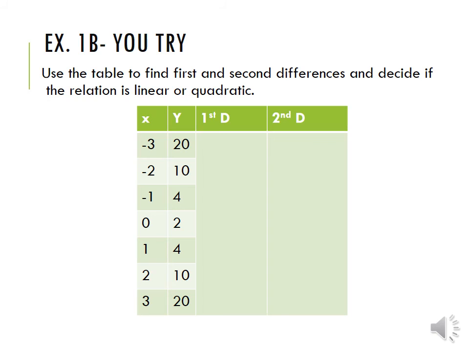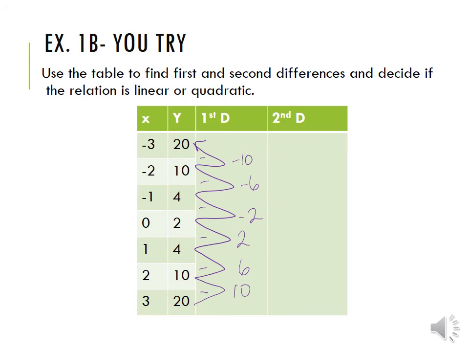So welcome back. Hopefully you paused it, tried it on your own. We go bottom up, and we're taking the difference, so we're going to subtract. 20 minus 10 is 10, 10 minus 4 is 6, 4 minus 2 is 2, 2 minus 4, negative 2, 4 minus 10, negative 6, 10 minus 20, negative 10. Are those all the same number? No, they're not. Hopefully you didn't get those to be all the same number, so we definitely know that it's not linear.